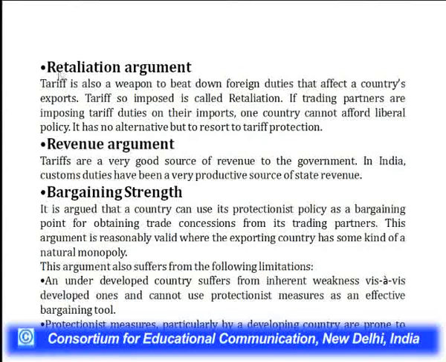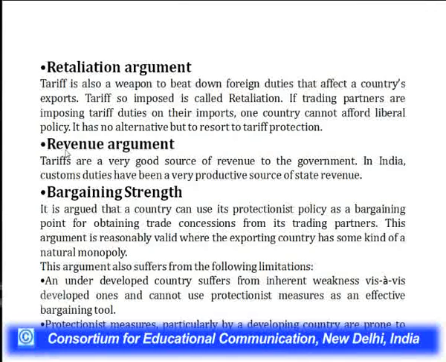Retaliation argument. Tariff is also a weapon to beat down foreign duties that affect a country's exports. A tariff so imposed is called retaliation. If trading partners are imposing tariff duties on their imports, one country cannot afford a liberal policy. It has no alternative but to resort to tariff protection.